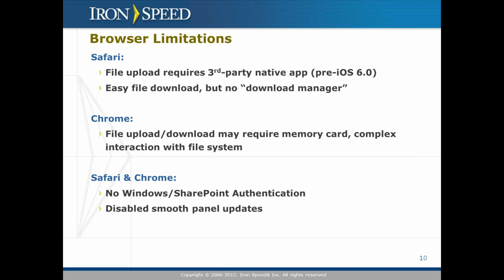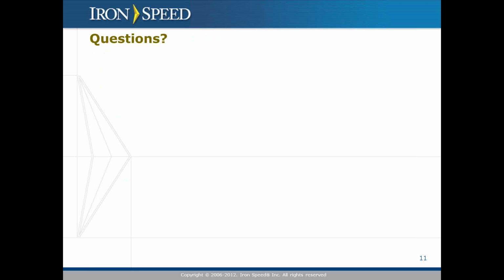And also, we've run into some problems with smooth panel updates, which make it more efficient for updating regions of your screen. So those are disabled by default in Iron Speed, but you can turn them on at your own risk. But we found there really wasn't a lot of benefit for them because the pages are rather simple in the mobile area. So just a few things to be aware of there on your mobile browsers. And I believe that is it.